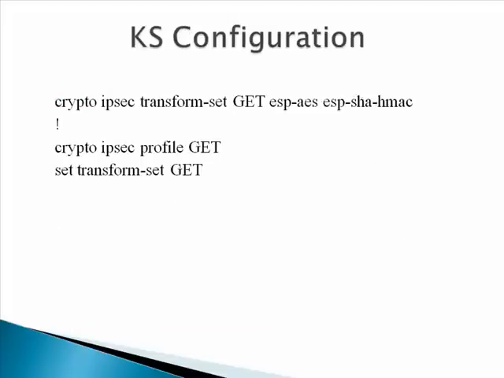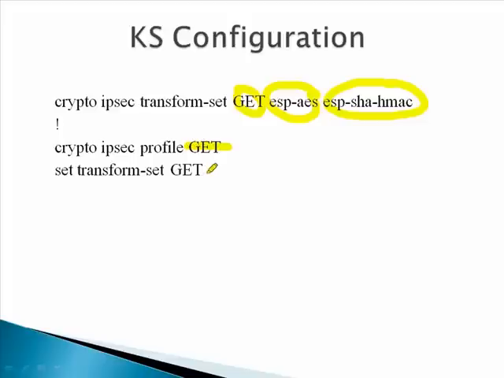Okay, again, this configuration isn't going to look too terribly difficult if you've ever done DMVPN or something like that. We're going to set up a transform set that I called GET. It's using AES and SHA for hashing. Then I'm going to create an IPsec profile, also called GET. I like to name things that way so I can keep the configuration clear in my head. Everybody's got their own method for doing this.